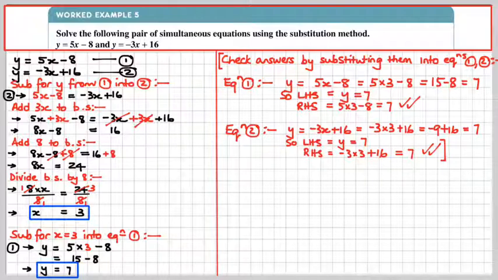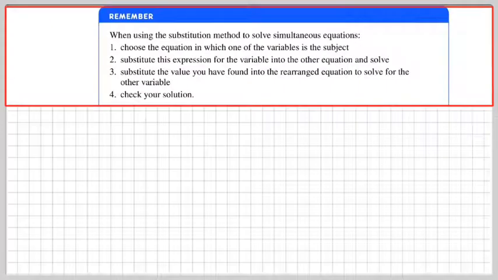So are you getting this now? Are you happy? Do you know what to do? You've got to do some practice to get really good at them, okay? Now, here's our summary.